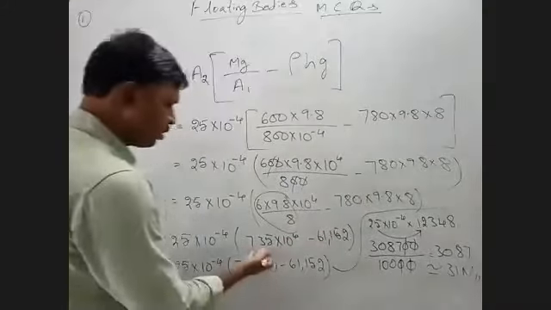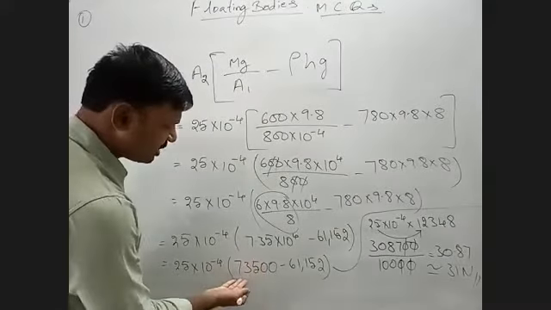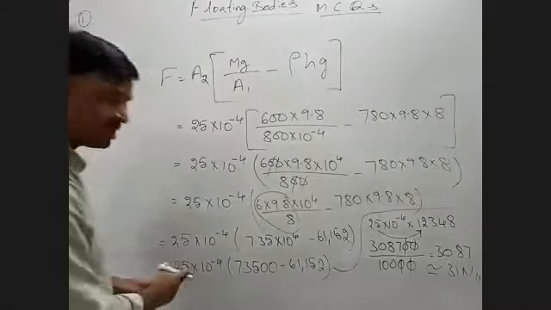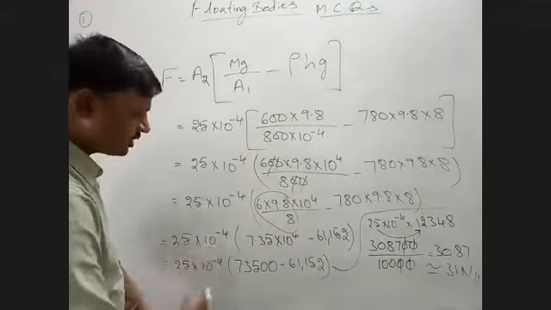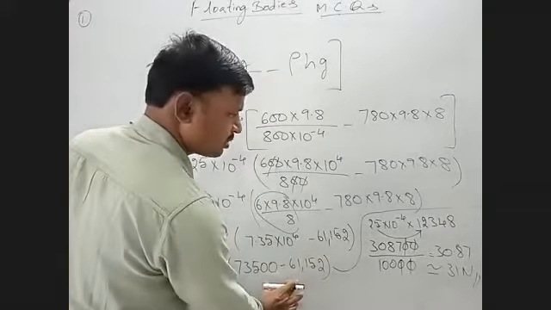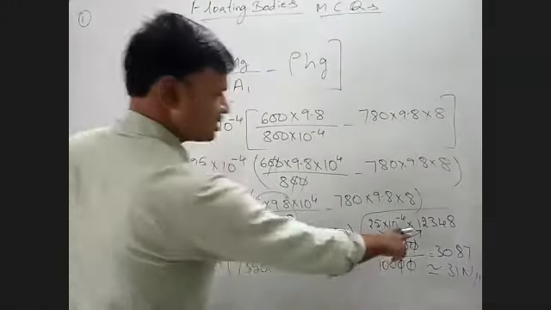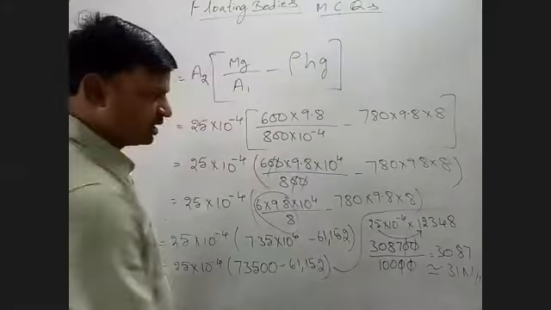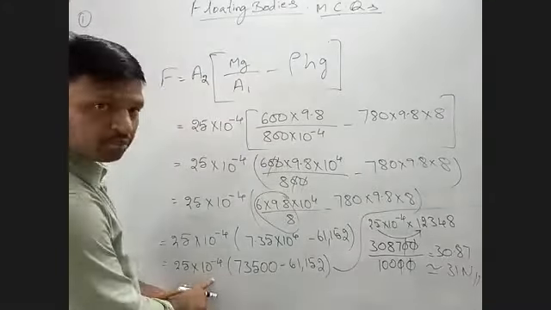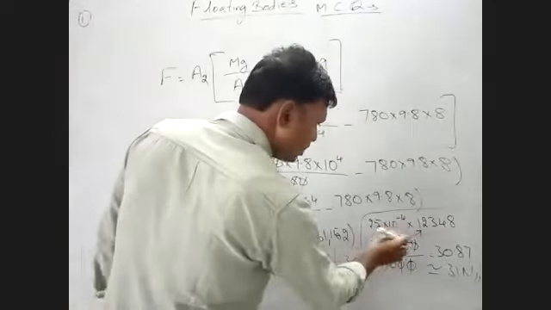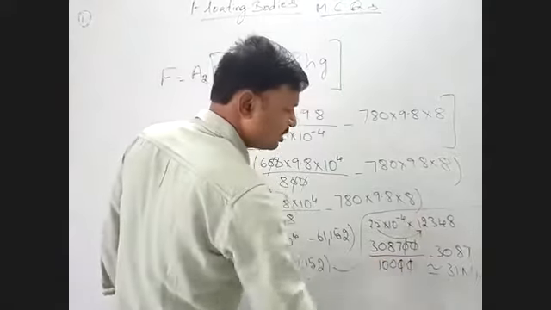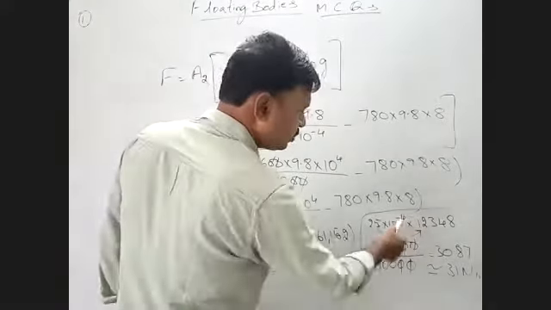And this one is 61,152. If we simplify this, it is coming as 73,500 minus 61,652. Now I am multiplying this one by 25. If I subtract, how much is it coming? It is 12,348. So 12,348 into 25 times 10 power minus 4. Once I multiply 12,348 into 25, we are getting 308,700, into 10 power minus 4.